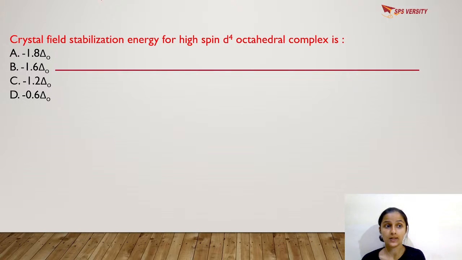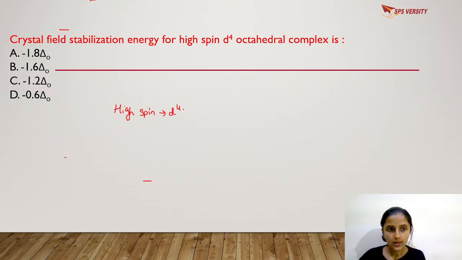They have asked about the crystal field stabilization energy for a high spin d4 octahedral complex. What can you say about this? What do you think the answer is? Let me proceed with the answers. They have mentioned it as high spin, and the configuration is d4. How are you going to do that?